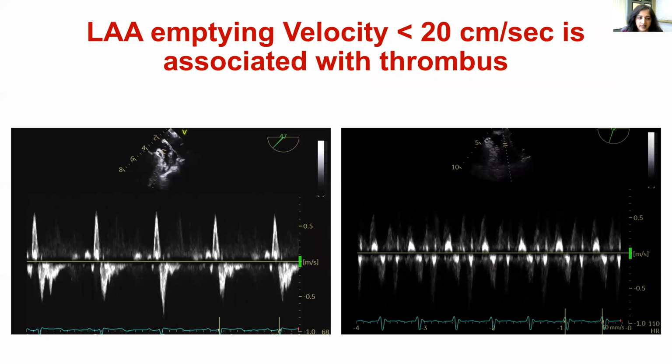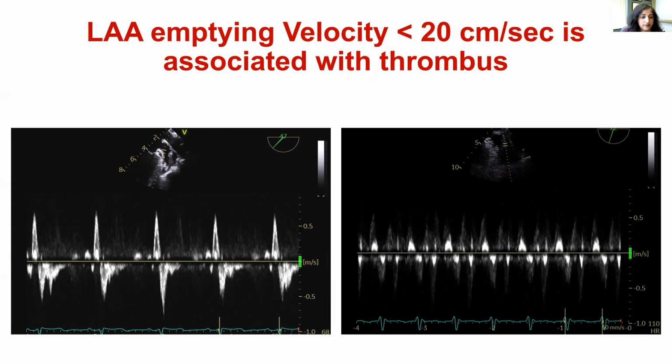The LAA emptying velocity, which is a pulse Doppler taken at the ostium of the left atrial appendage, can also help you in evaluating for thrombus. Remember that many patients with non-valvular atrial fibrillation are at risk for LAA thrombus, and ruling out thrombus is an essential component of TEE-guided cardioversions. So an LAA emptying velocity of more than 50 centimeters per second is considered normal, as you see on the left side of the screen.